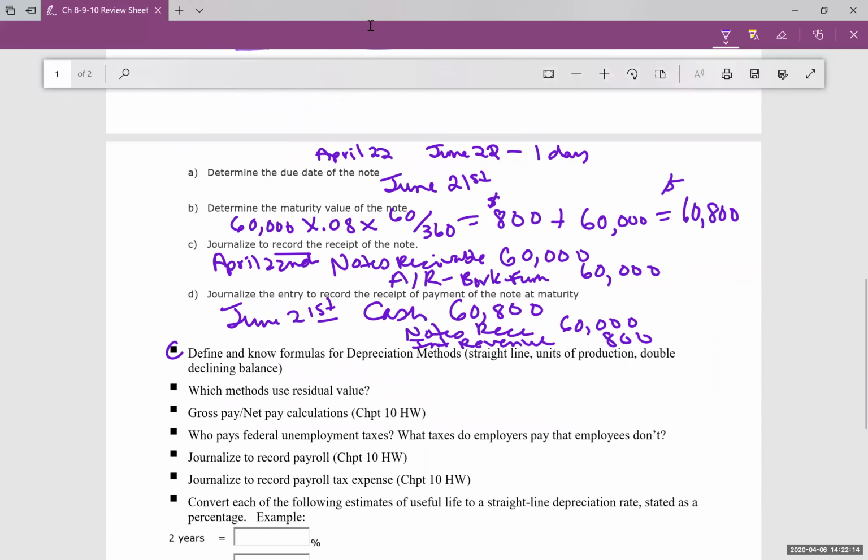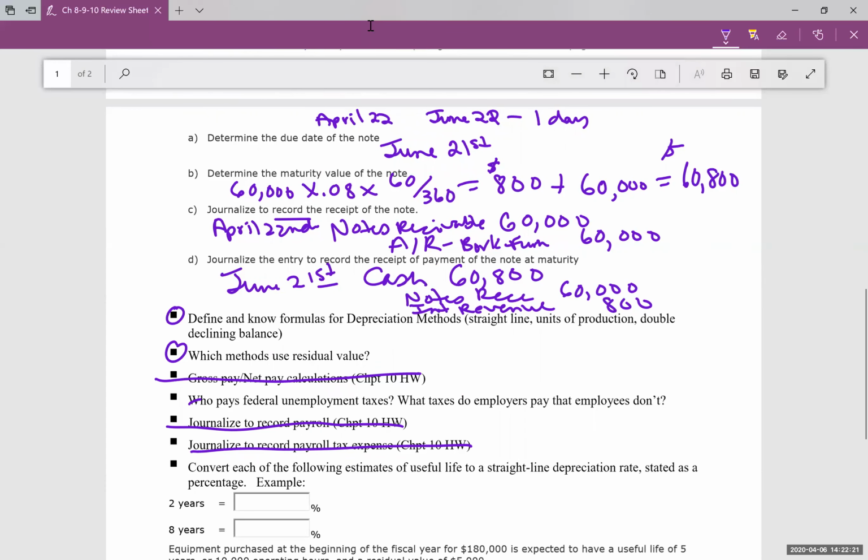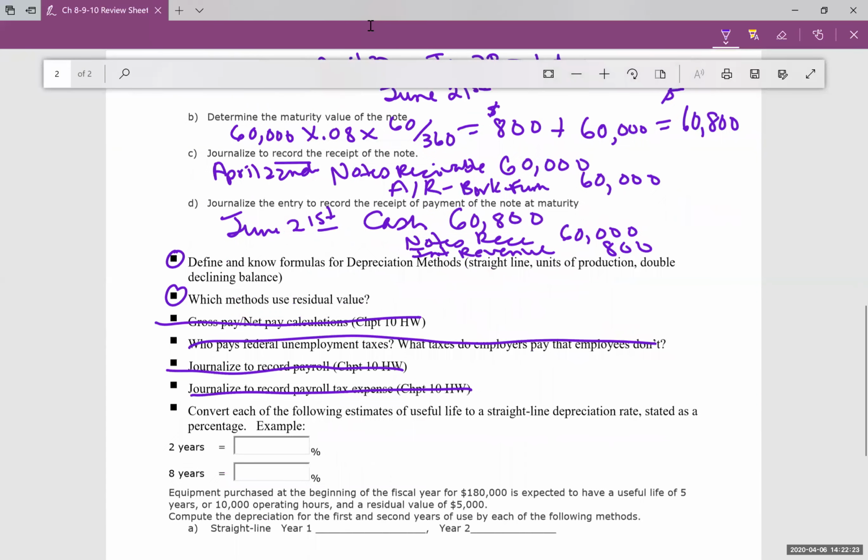Okay, also you're going to need to know these two bullet points. You do not need to know anything that says chapter 10. There is no chapter 10 on this test. So those things you don't need to know.